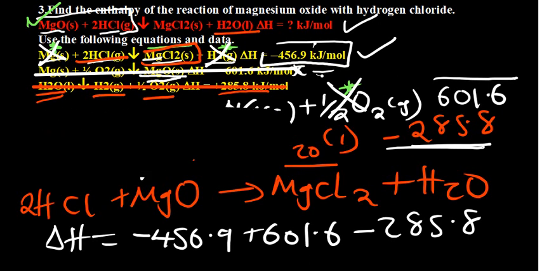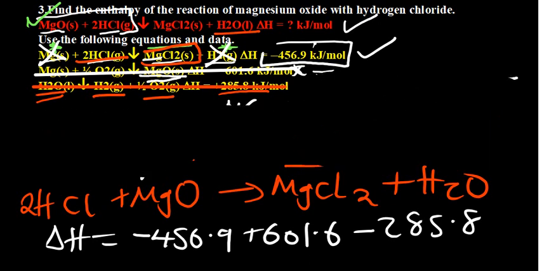By the way, in the previous question, they had asked us to determine whether it's an endothermic or exothermic reaction. Whenever the answer is negative, we can say that it's an exothermic reaction. When enthalpy is positive, it tells you it's an endothermic reaction, meaning that the reactants add more energy than the products.